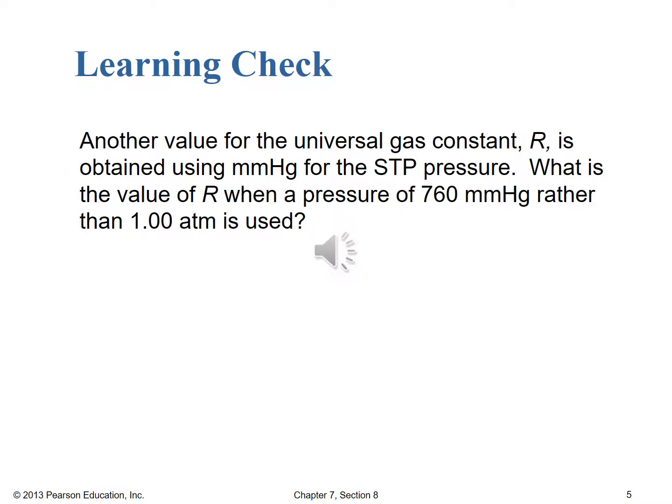Okay, so we just hit you with this constant, and we're already going to do a learning check and see how you do with this. So again, the constant R is equal to 0.0821 liter atmospheres per mole Kelvin. We can get another value for that universal gas constant R if we use millimeters of mercury instead of atm for standard temperature and pressure. What is the value of R when a pressure of 760 millimeters of mercury rather than 1.00 atmosphere is used? So pause the video here. Hopefully it won't take you very long to see the trick to this, and then start back up once you think you've solved it.